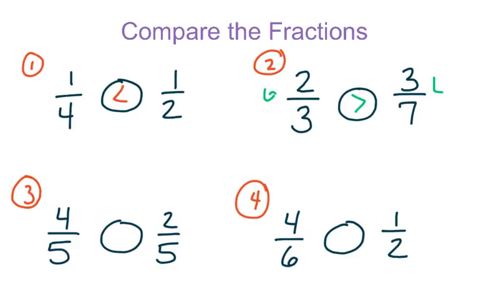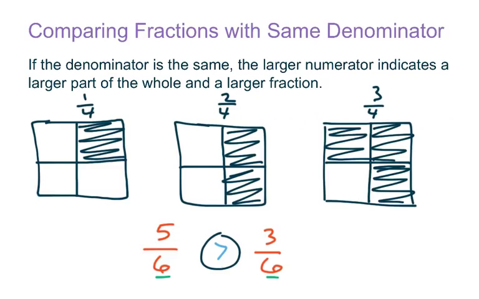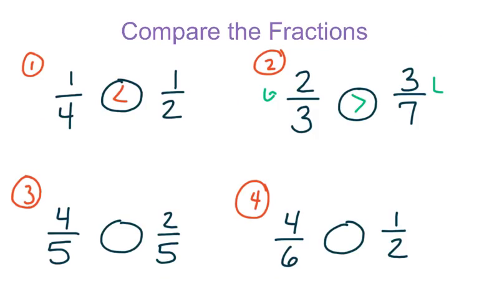Our next fractions have the same denominator. We just talked about that right back here. When we're comparing fractions with the same denominator, the larger numerator indicates a larger part of the whole. So 4/5 is going to be the greater fraction here. And then our last one, if we compare to 1/2, we see that 1/2 is equal to 1/2 here. And then 4/6, half of 6 is 3. So this one is greater than a half, so that's going to be our greater fraction.